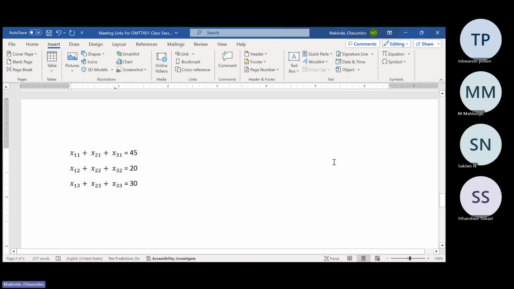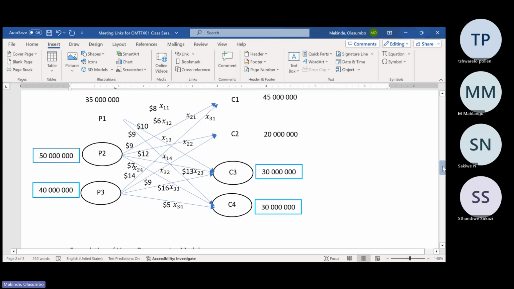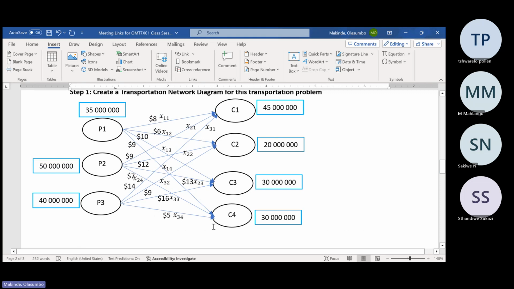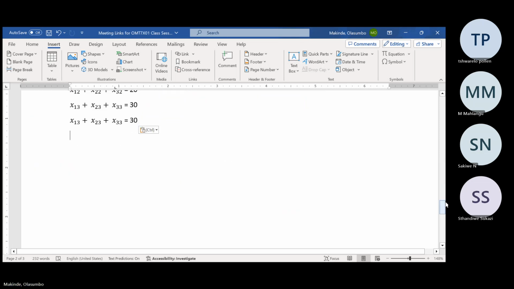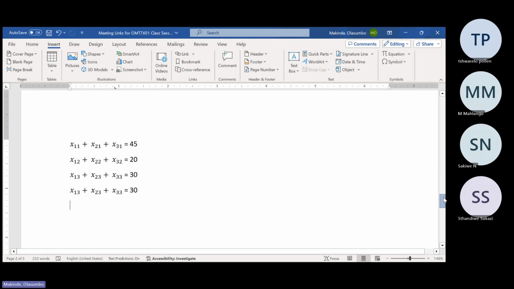Then the last one, we are now there. I know some people already left. It's because I'm explaining, but if you do it and you have understood the concept, it won't take time. So the last one, which is CT4 demand, is X14, following the same principle. X14 plus X24 plus X34 equal to 30 million.